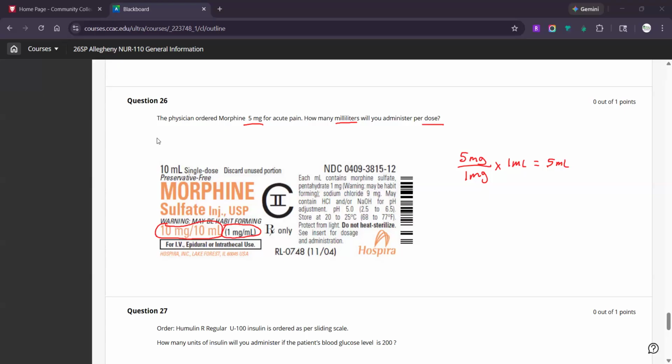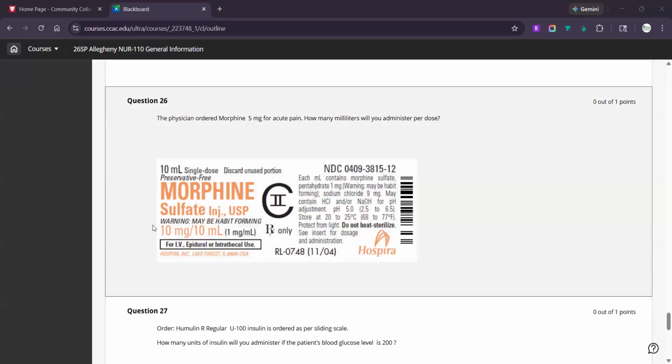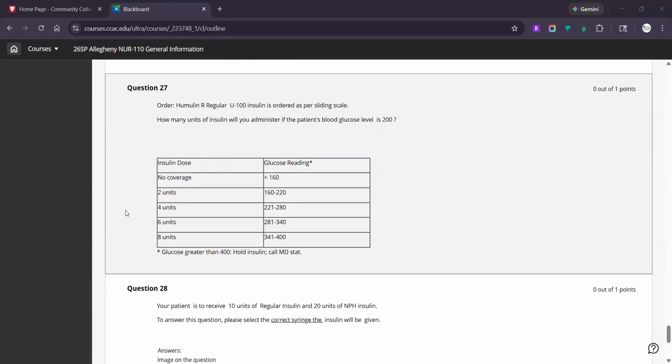It always comes down to reading the question, looking over the label, and then crossing things out if you can, or writing things down. For the sliding scale question, this one is just, can you read the label and can you read the scale and understand what it says? It says you're supposed to give your patient Humulin R regular U100 insulin via a sliding scale. You identify that the patient's blood glucose level is 200. So you look for the range where it says 200, and then you give whatever it says to give.